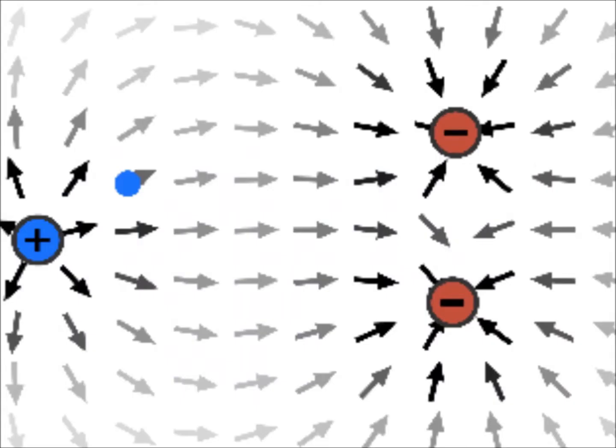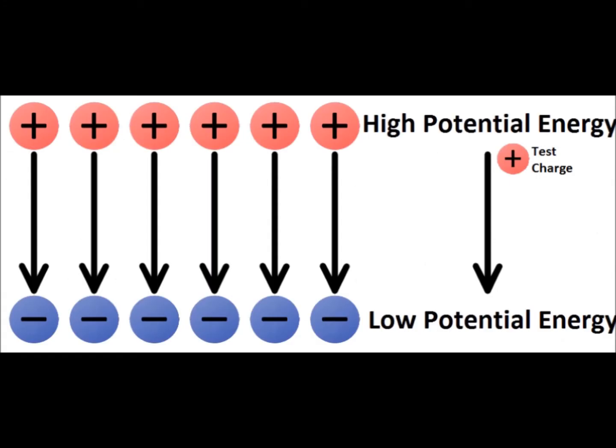An electric field exists in the space around an electric charge, in the region where a charge experiences an electric force. An electric field has magnitude and direction. Now we're going to see some concepts related to electric circuits.